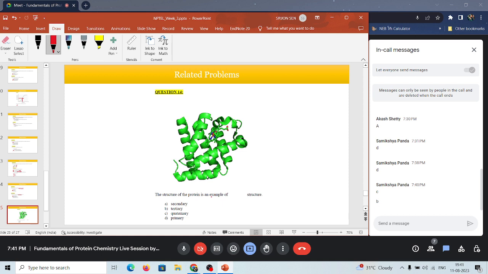So this one. The structure of the protein is an example of which structure? So what is the structure of this protein? Is it secondary structure, tertiary structure, quaternary structure, or primary structure? So you have a lot of alpha helices, you have turns, loops. You do not have beta strands though. Yes. So what is the structure telling you about? It's a secondary structure.